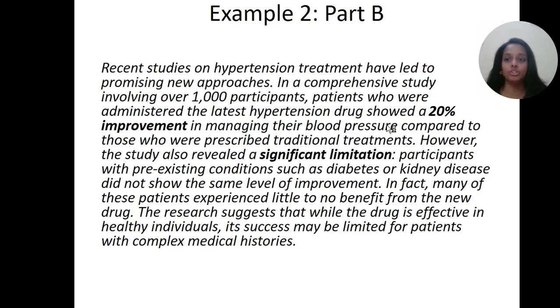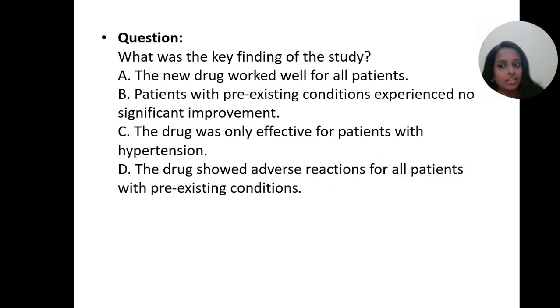Latest hypertension drug showed a 20% improvement in managing blood pressure compared to those who were prescribed traditional treatments, right? Here, it also mentioned that it fails for those with pre-existing conditions such as diabetes or kidney disease. This is very crucial. So, if you look at the options, answer B is the correct answer.